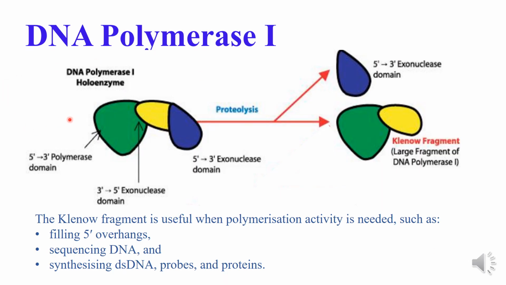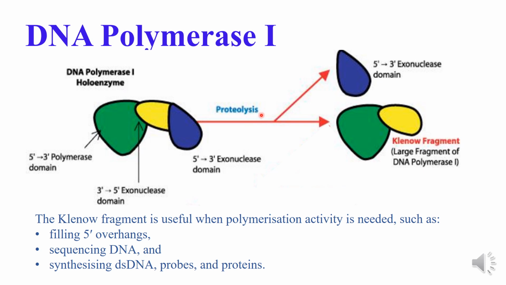Let us take a look at the DNA polymerase structure, and you can see here that it has 5' to 3' polymerase domain, and it also has 3' to 5' as well as 5' to 3' exonuclease domain. So basically all these three domains together make a DNA polymerase 1 holoenzyme. This is the complete enzyme.